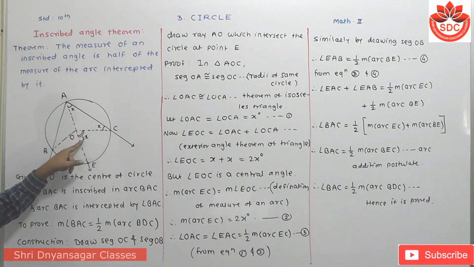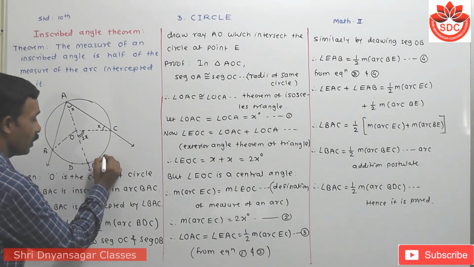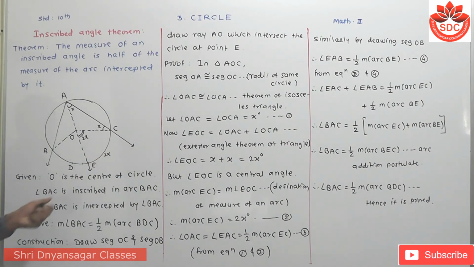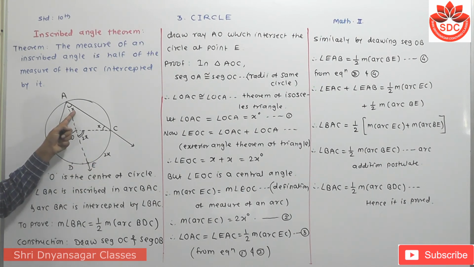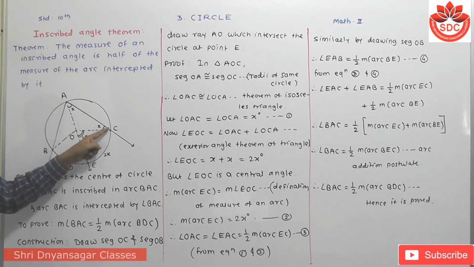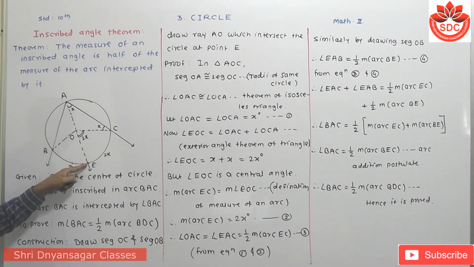The sum of these two is this angle. This is the central angle, and by the definition of measure of an arc, this angle and this arc are the same, so this is also twice x. This is twice x and this is x, meaning angle EAC is equal to half of arc EC.